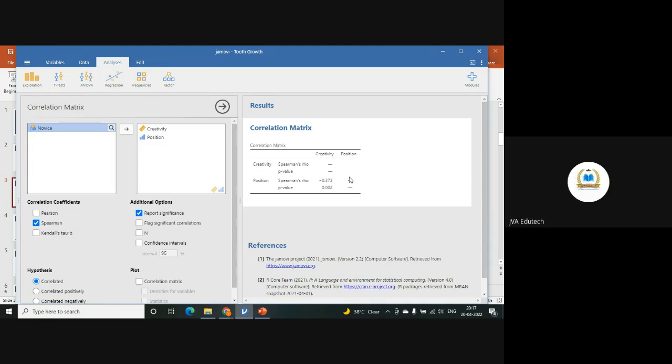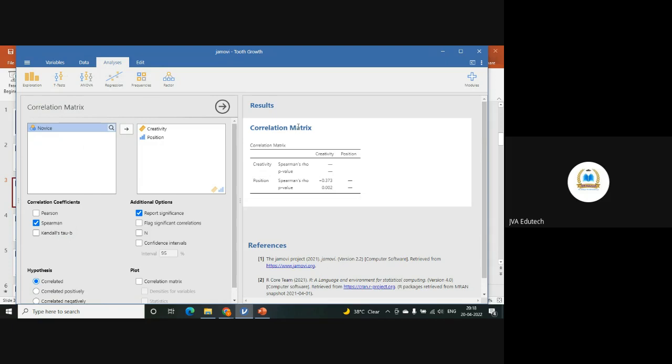Means if his creativity score has increased, he has moved from position 3 to position 2 or position 1. Correct? The score of the position, I am not saying the position, the score of the position is decreasing. Means the number is decreasing because we are taking numbers, creativity and position. So if creativity increases, their position number decreases. Means from third position they get to second position or first position, or from fifth position to fourth position, third position, and so on, as creativity score increases. Are you getting this?